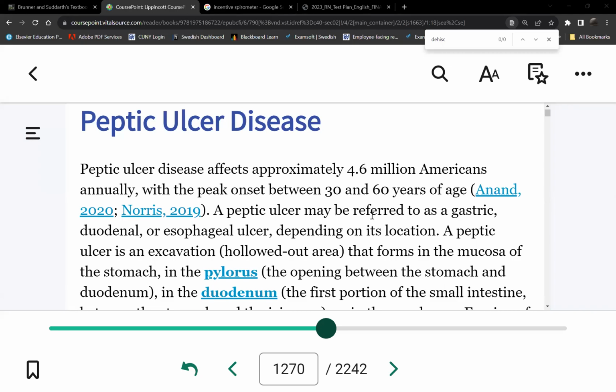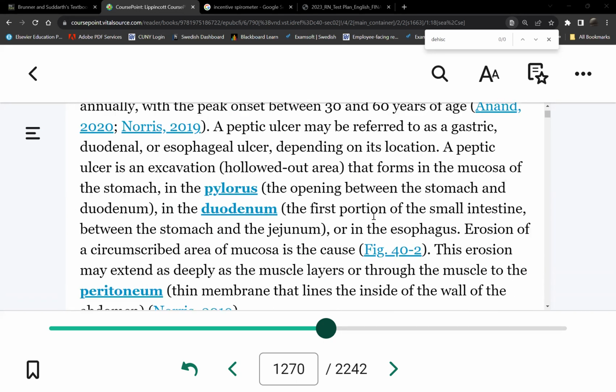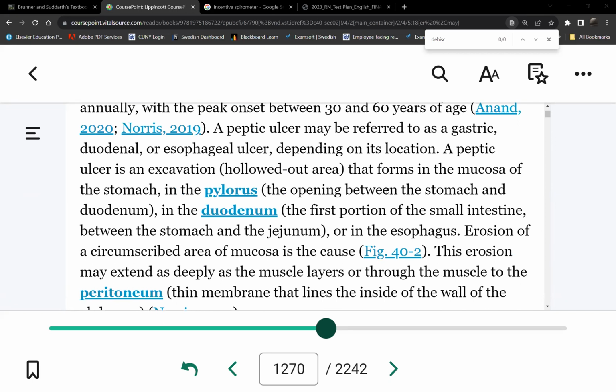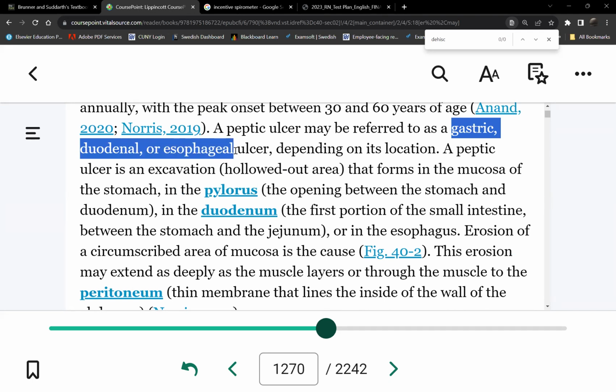Peptic ulcer disease. There are two types of peptic ulcer disease. We'll go back to the previous page under gastritis because the treatment for gastritis and peptic ulcer disease is similar, and they covered it under gastritis. And then here in this section, they'll just refer us back to gastritis. So the peptic ulcer can be gastric or duodenal, or even esophageal.